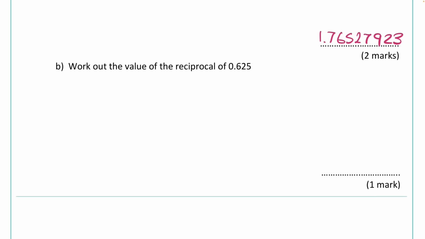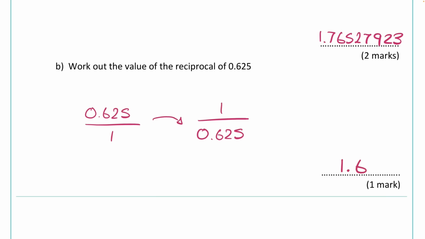Now a reciprocal, when looking at a fraction, is when you flip it over. Now any number or decimal could be written over 1. So when we write the reciprocal of this, it becomes 1 over 0.625. Now we can just type that into the calculator, 0.625 on the bottom, and that comes out as either 8 over 5 or 1.6. So either of those would be fine, but there is the reciprocal of 0.625.